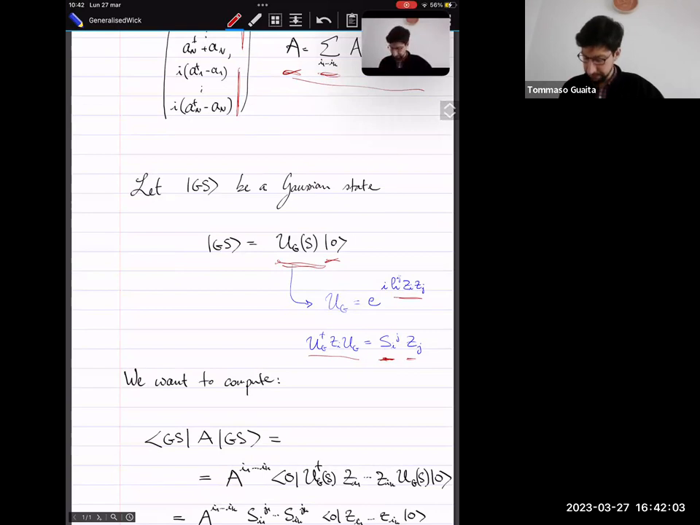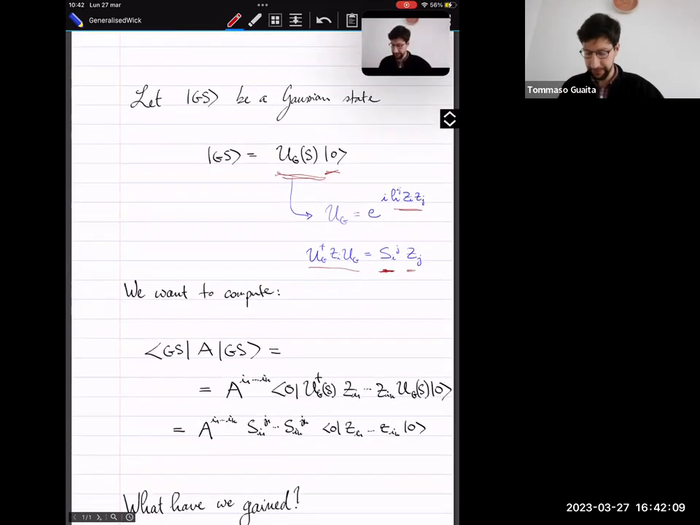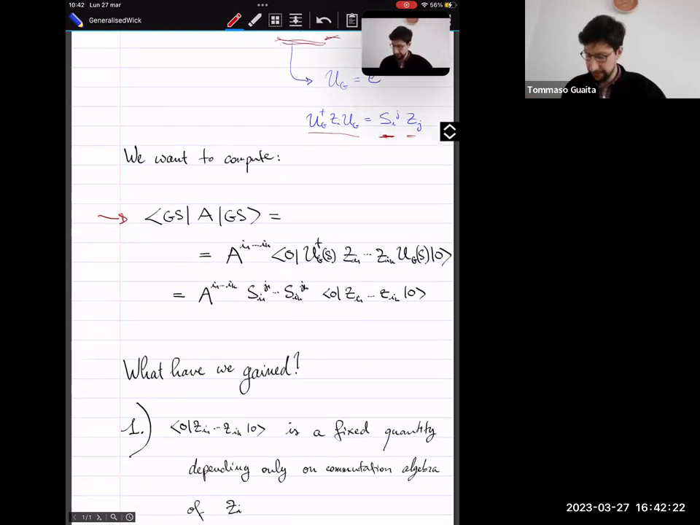time. Okay, so we have these two elements, the A and the Gaussian state, which I hope is clear to everyone what they mean. And what we want to compute in Wick's theorem is just the expectation value of A on this Gaussian state. And what you can do is just write it out explicitly. So you bring out these unitary transformations, like in the definition of the Gaussian state, you have this unitary transformation that comes out. And then you act with these unitary transformations on each of these Z operators.